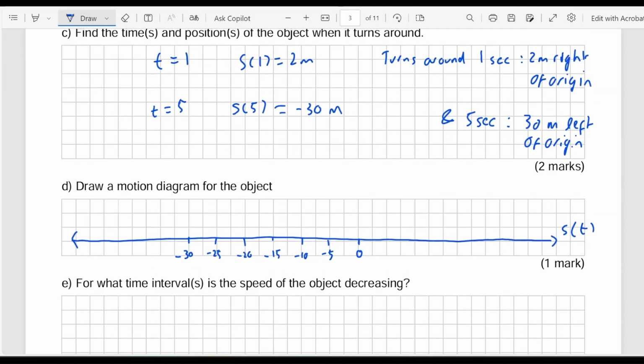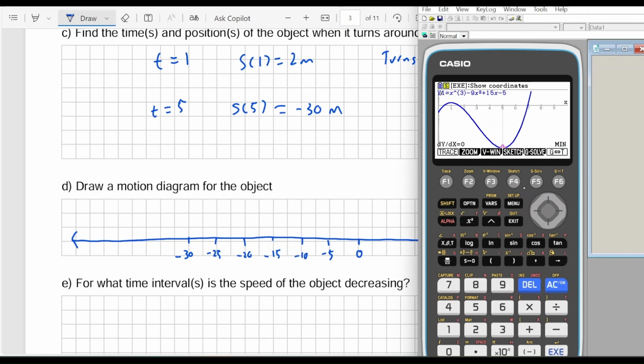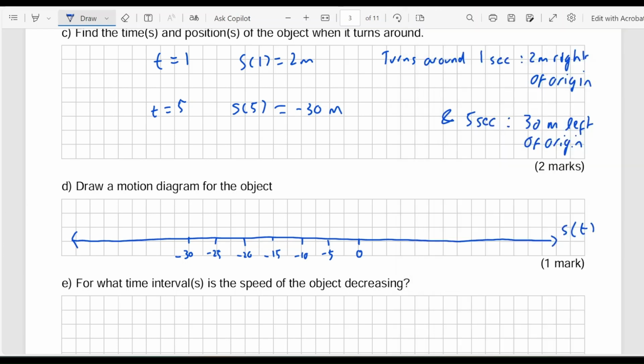Now, let's see what it's doing. So it starts at -5, it then goes to the right until we hit that maximum value of 2. So it's probably going to start here, go up to 2, turn back around, go all the way back to -30, and turn back around again.